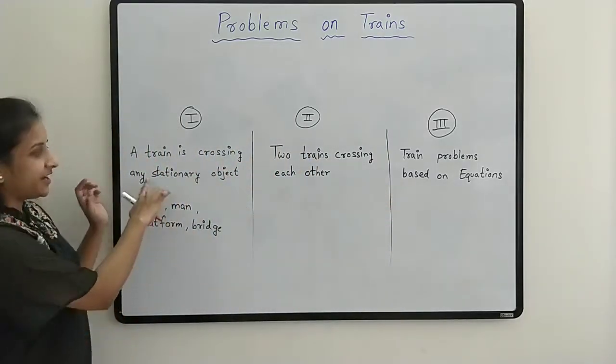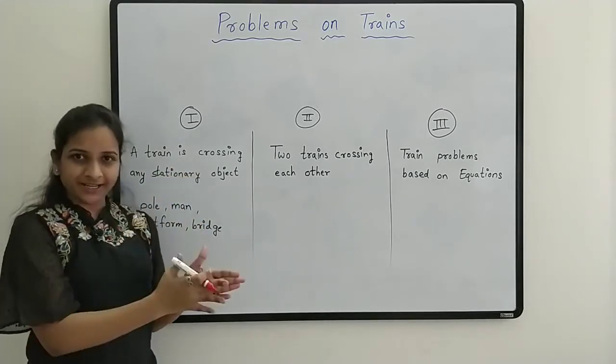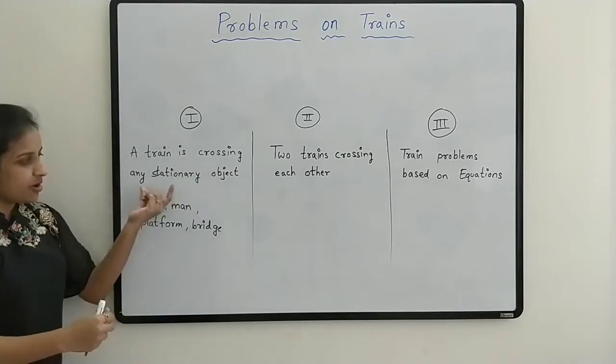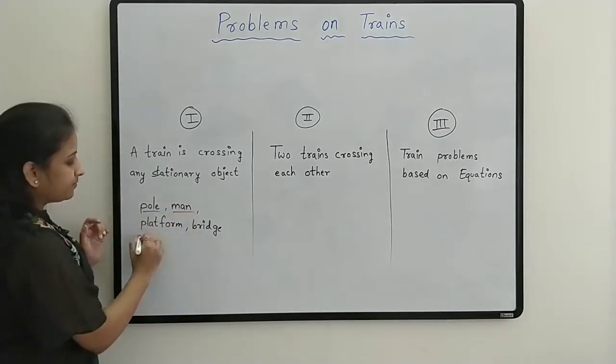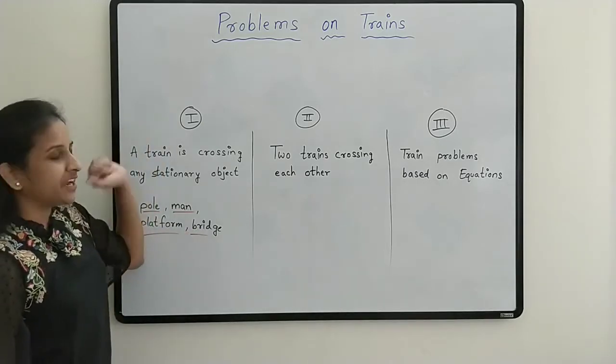Category 1 contains a train crossing any stationary object. Means in this category only the train is moving and it is crossing a stationary object which is not moving. A stationary object can be a pole, man, platform or bridge. So all these types of problems fall in category 1.